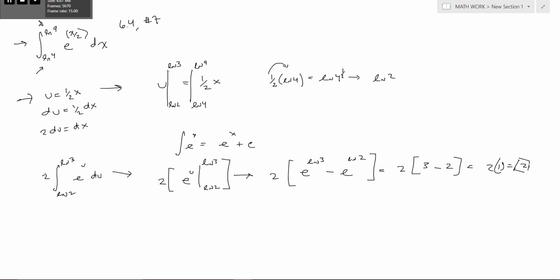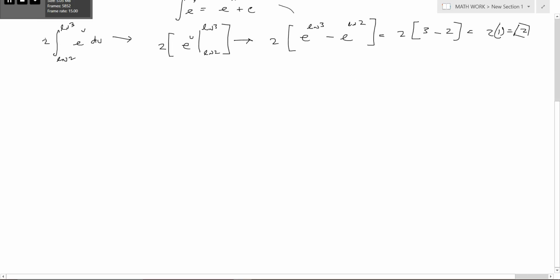This extends to so many different areas. Well, number 9 does. Once you get number 9, you're going to see this a lot, especially in Calc 2. This type of idea. Okay, so number 9.